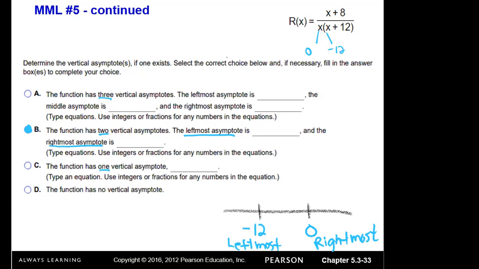So, another important thing. It says right here, type equations. So these are vertical asymptotes, right? Vertical. They're going through the x-axis at those numbers. So it's x equals -12. That would be the equation of a vertical line going through the x-axis at -12. And the rightmost is x is equal to 0. Those are their equations.